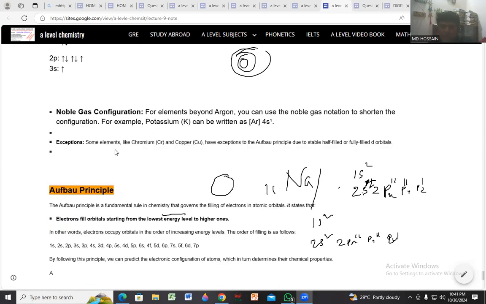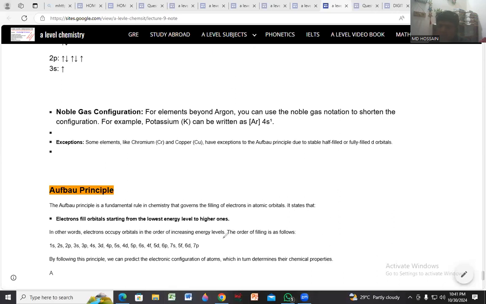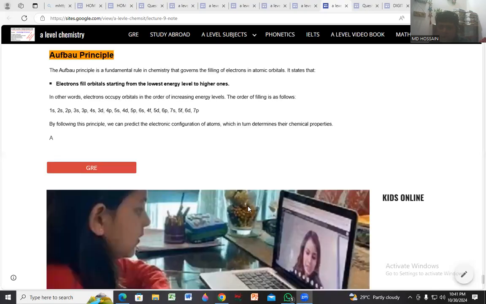Okay, this one is noble gas configuration. For elements beyond argon, you can use the noble gas notation to shorten the configuration. For example, potassium can be written as [Ar] 4s1, and that means noble gas configuration. So each and every element beyond argon, we can also write as a noble gas configuration. It will be written in this way. But it will be better if you practice in detail. It will help you to get a clear conception and to understand properly.